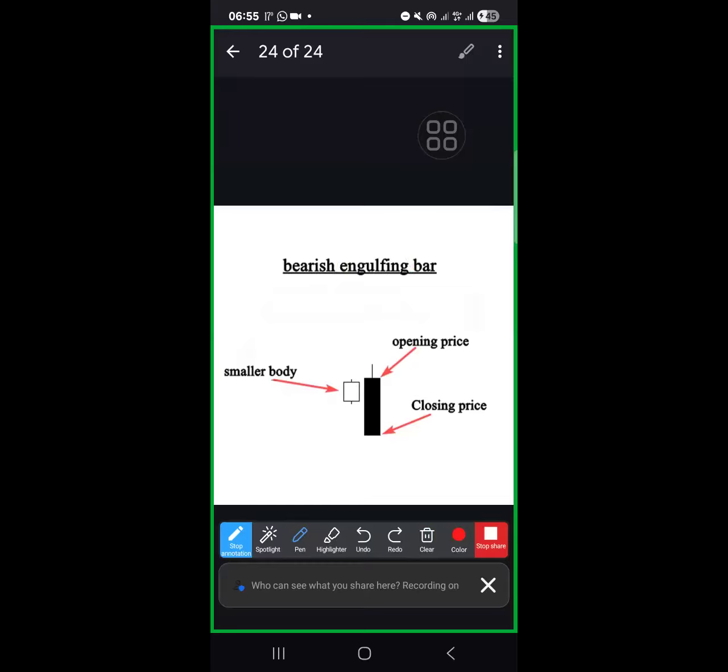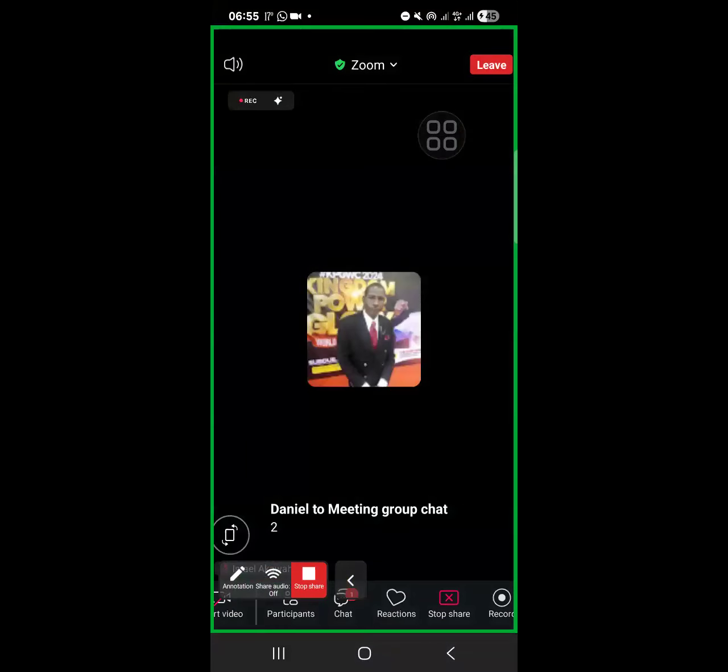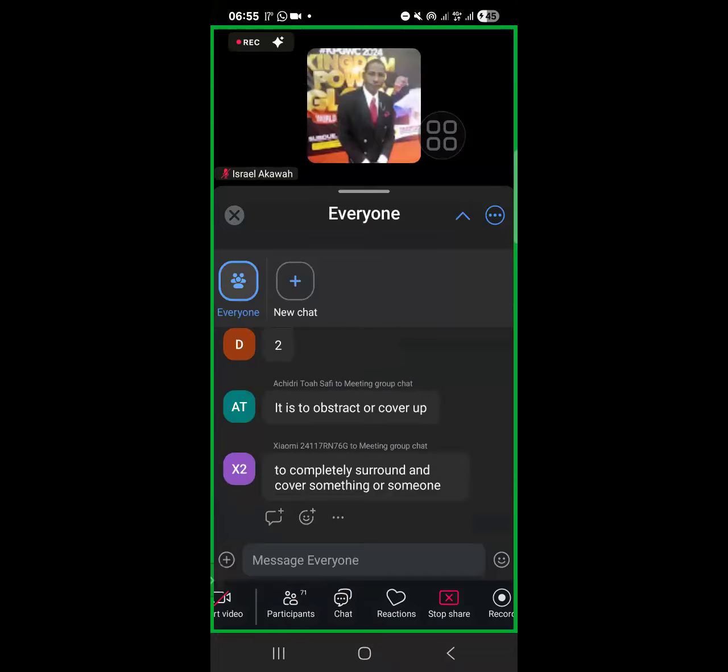Can someone give us the meaning of engulfing? What is to engulf? I'm in the chat right now, I want to see some answers there. What is to engulf? To cover up.